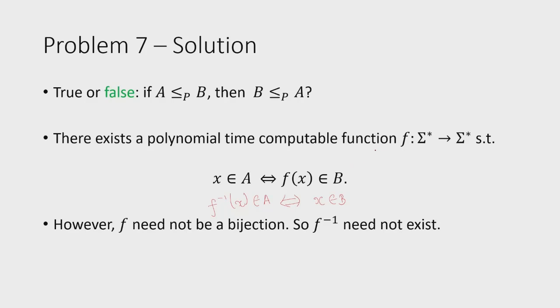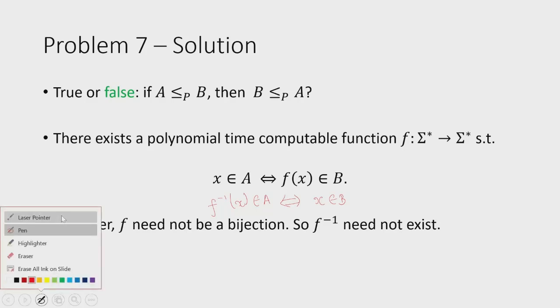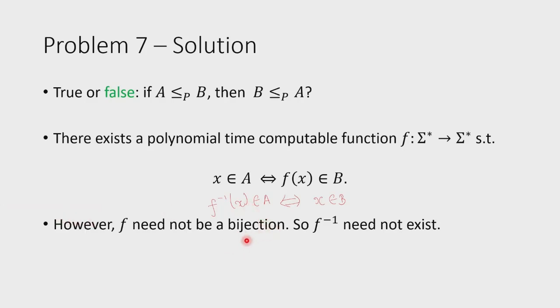You might be tempted to say this, right? However, the problem is the following. An inverse of a function only exists if the function is a bijection, right? If it's a one-one onto function. However, in this definition, we aren't told that f is a bijection, right? So f inverse need not exist. So you can't say the thing that I've written. Is this clear?